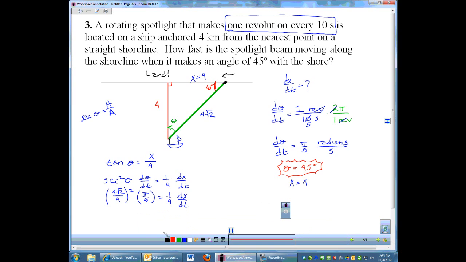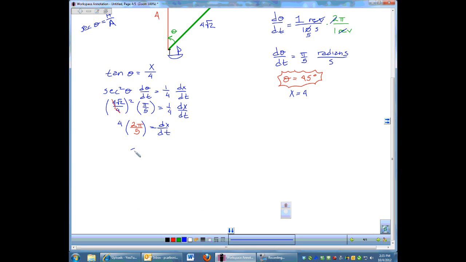I'm going to go a little bit crazy here. I usually don't simplify, but those 4's cancel. Square root of 2 squared is 2, so I have 2 pi over 5. And we're pretty smart. I'm going to go ahead and multiply by 4 also. Is that okay? I'm going to go ahead and multiply by 4 to finish solving for dx dt. And that would give me a final answer of 8 pi over 5 equals dx dt.